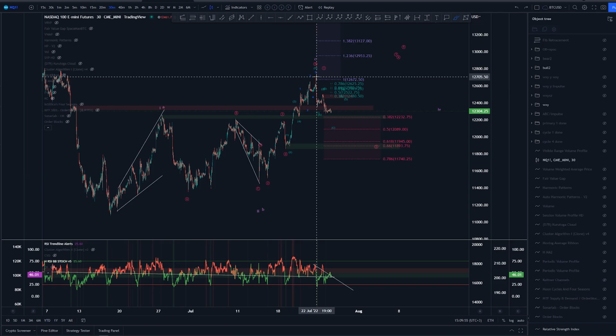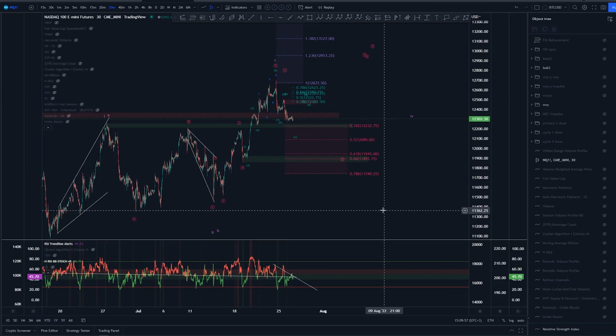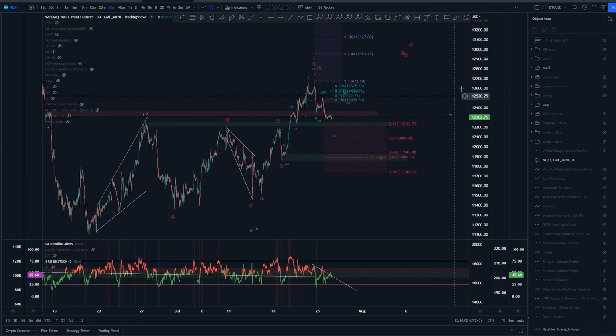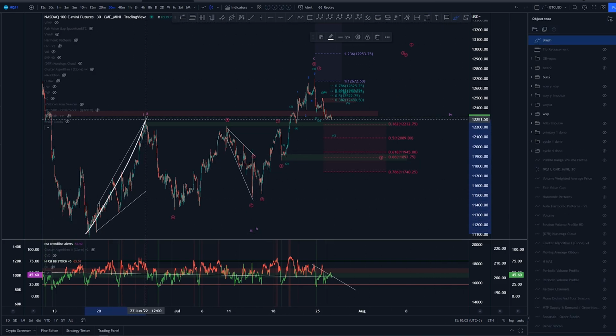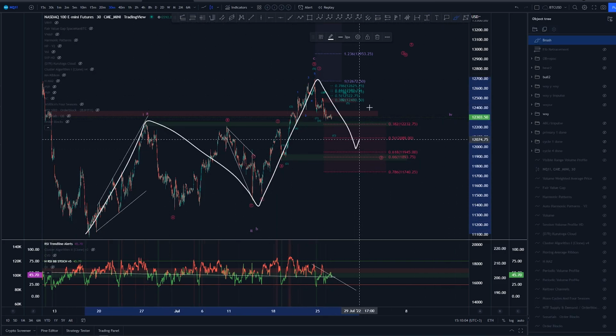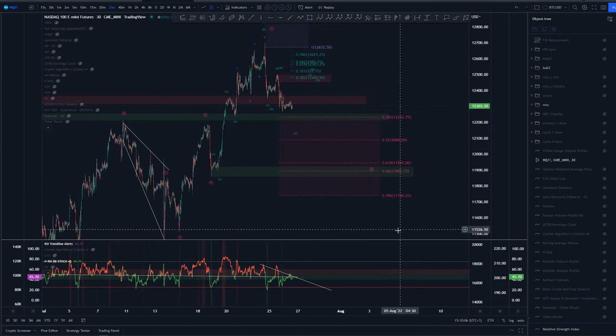Same thing as with Bitcoin I mentioned in the previous video, saying that we could have this ending as a smaller degree wave structure and creating a nested pattern overall, a 1, 2, 1, 2, and then heading higher.